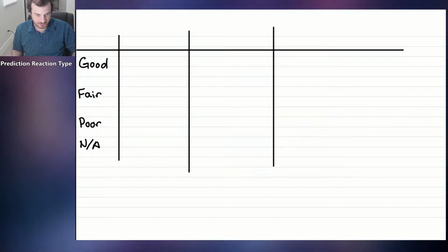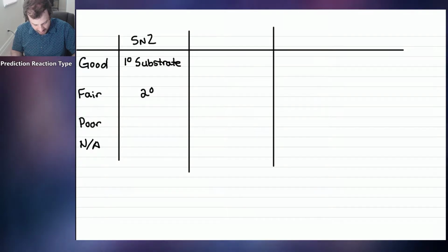And we'll start off with making, of course, our listings. Good, fair, poor, and not applicable. We've already looked at SN2, and we know that for SN2, the good, fair, poor rating is based on the sterics of the substrate. So good would be a primary substrate. Fair would be secondary. And tertiary is poor.